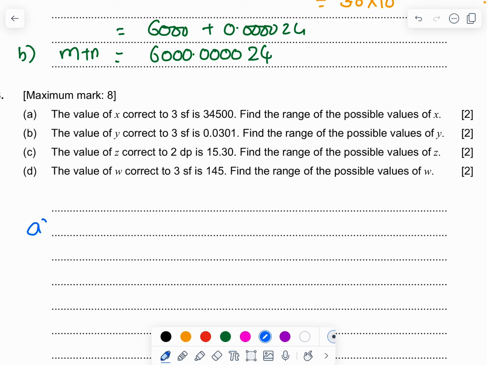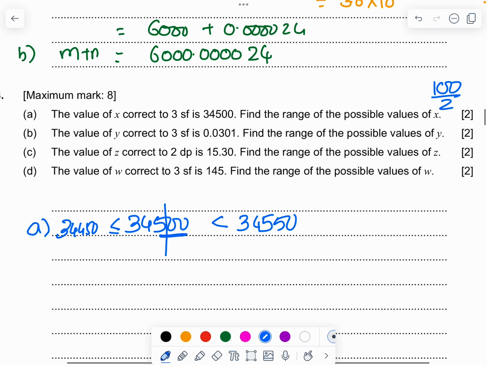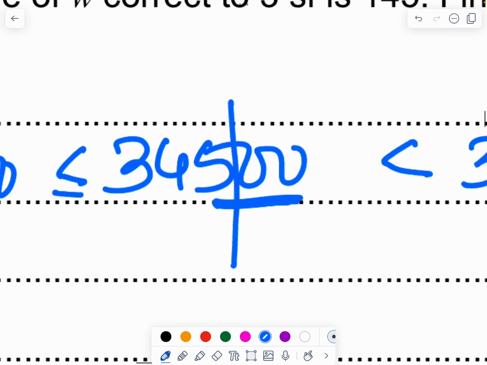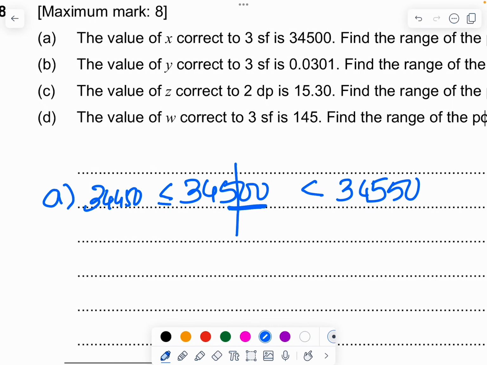Question number 8. Correct 34,500 to 3 significant figures and range of the possible values. 34,500, 3 significant figures. 1, 2, 3 significant figures. It is already 34,500. So you are correcting it to the nearest 100. 100 divided by 2, 50. Add 50, subtract 50. So 34,550, and this one will be 34,450. And when you are writing the range, see that it should be always equal to on the left hand side and no equal to on the right hand side.